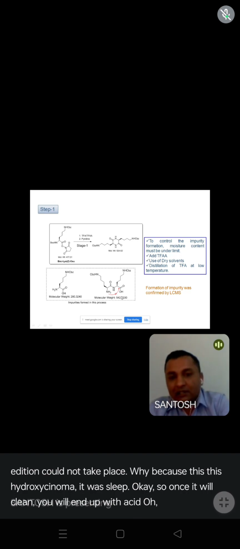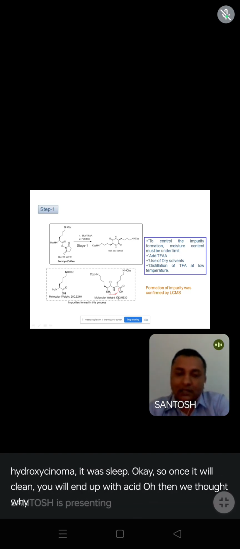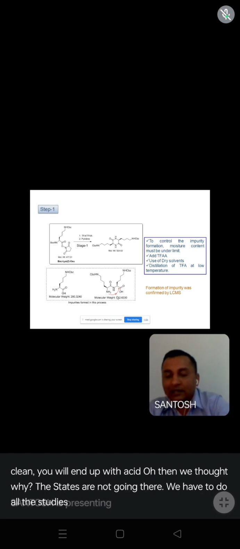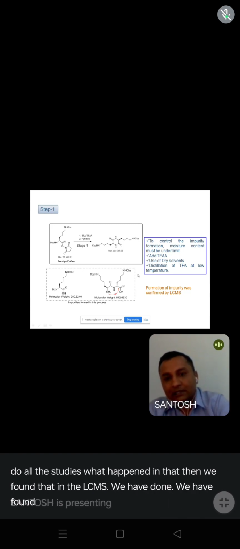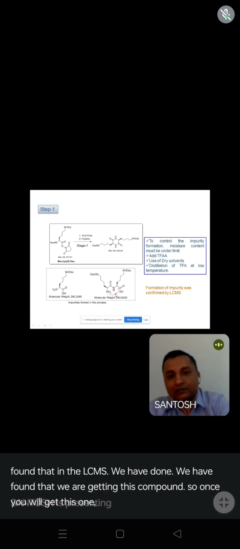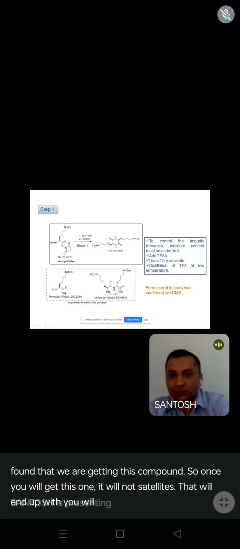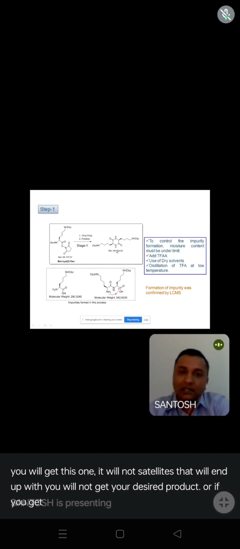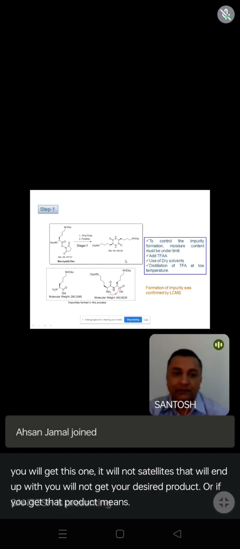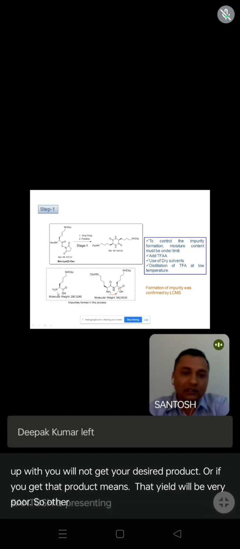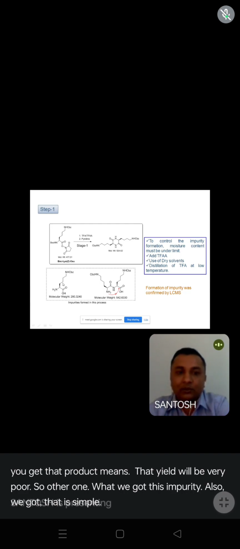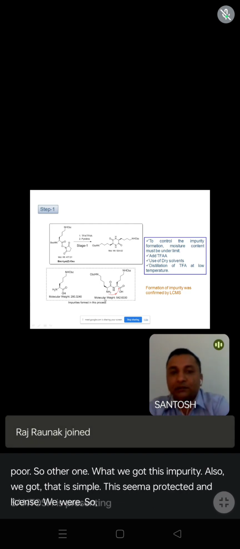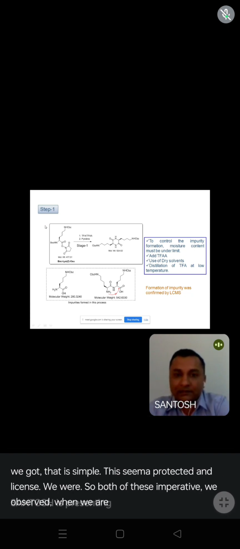Then we thought, why is this reaction not happening? We had to do all the studies. In the LCMS we ran, we found that we were getting this compound. Once you get this one, it will not cyclize, and you will not get your desired product, or if you get it, the yield will be very poor. The other impurity we got is simply L-lysine, the side-chain protected L-lysine. Both of these impurities we observed when doing the plant scale batches.